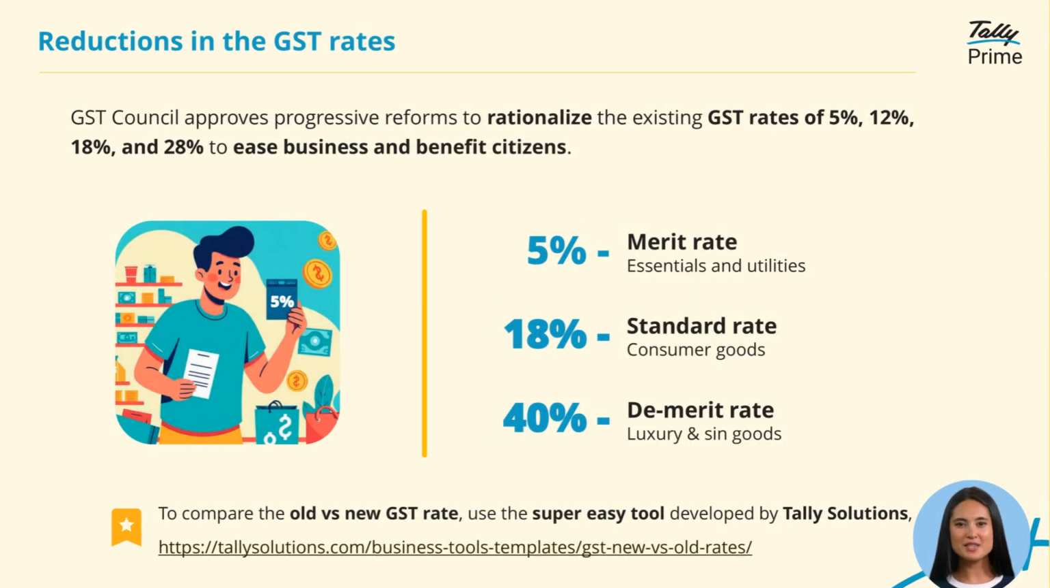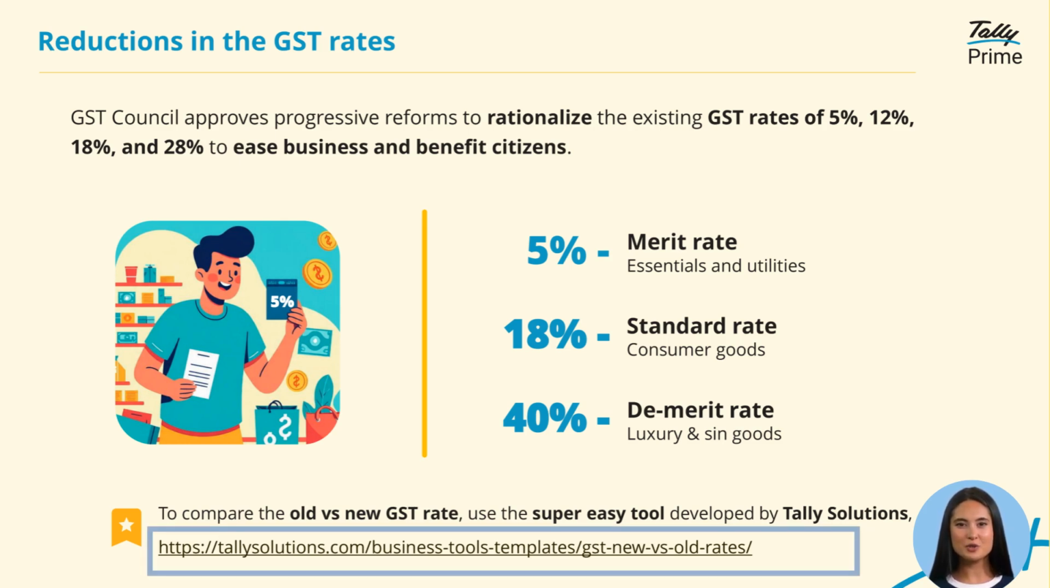The GST Council has approved reforms to rationalize tax rates. Earlier, we had multiple slabs like 5, 12, 18, and 28%. Now, these are simplified into three categories. 5% is the merit rate, covering essentials and utilities. 18% is the standard rate for consumer goods. And 40% is the demerit rate, applied to luxury and sin goods. To easily compare the old and new GST rates, you can use the free tool developed by Tally Solutions.